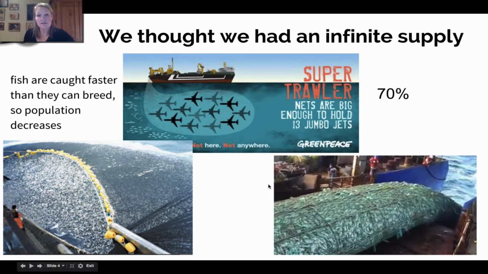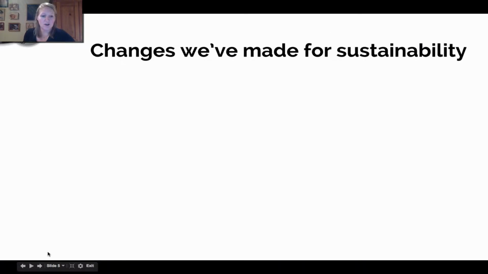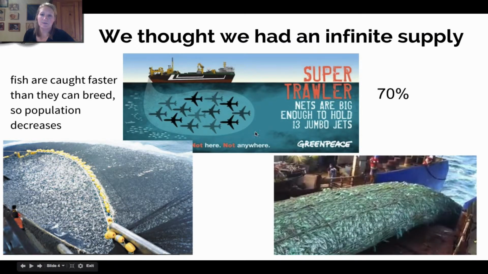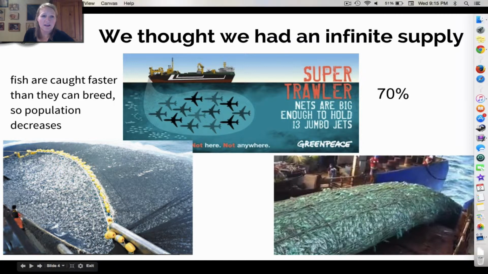As humans, we thought that we had an infinite supply, an endless supply of fish. And as it turns out, we did for a long, long time, until we started to catch our fish faster than they can have babies, faster than they can breed. What that means is that the population is decreasing. The way that we call this problem, or this kind of imbalance, is called overfishing.